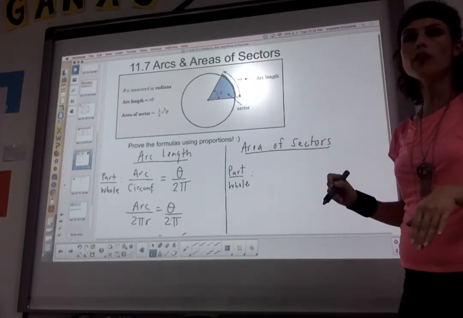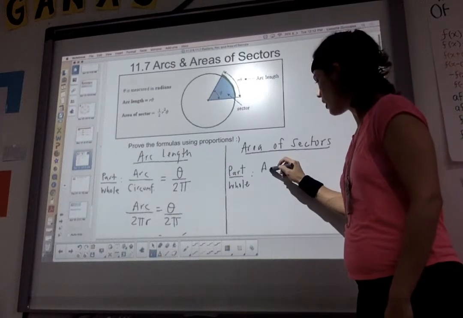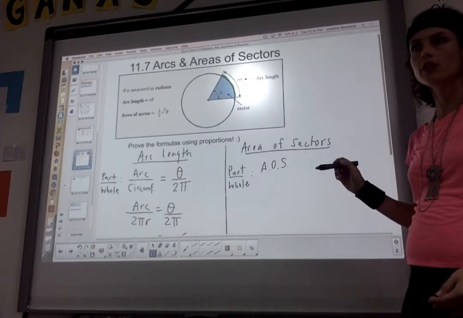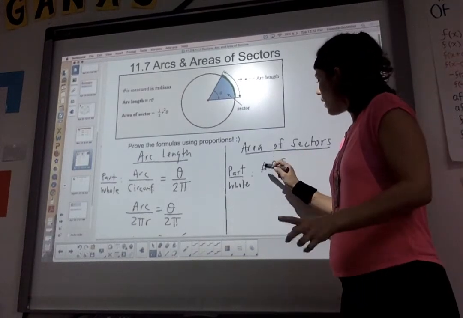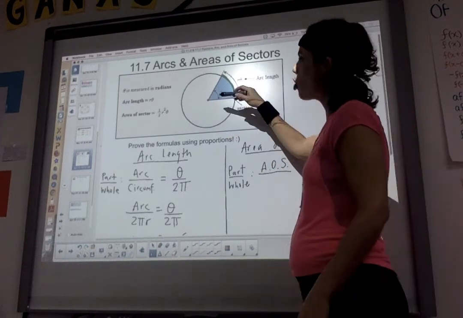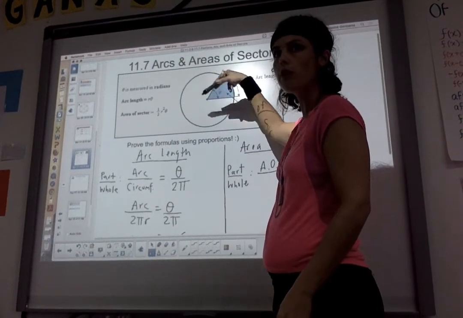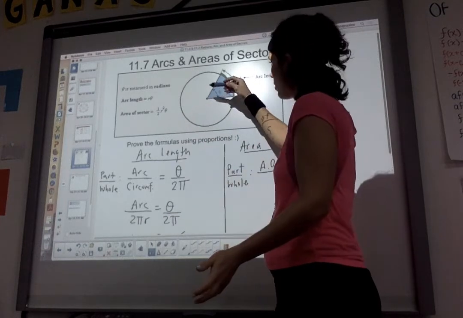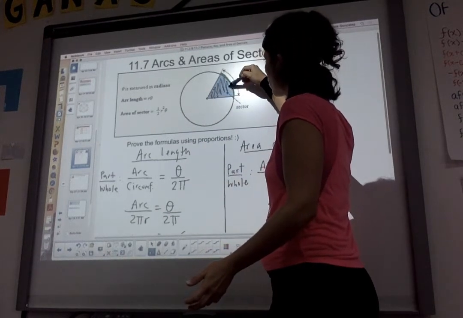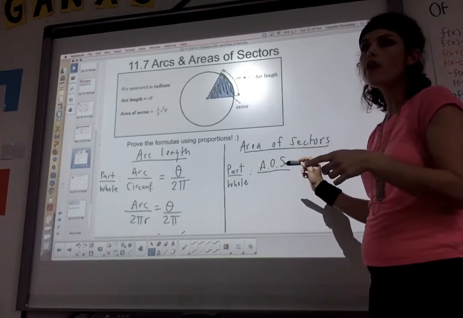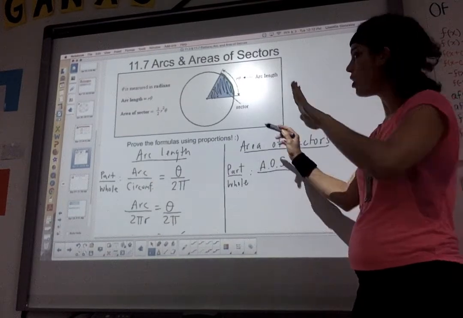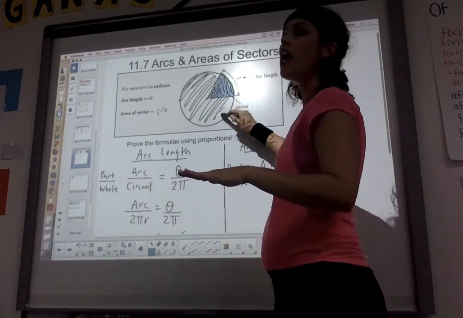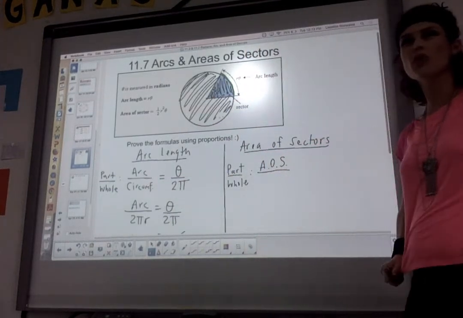For short, I'm gonna abbreviate area of sector, AOS. Area of sector. You understand? So the area of the sector, which is the whole blue shaded region. You understand what I mean by area of sector? It's like the area of a slice of a pizza. Yeah, like this whole area here. So the area of the sector is a part of the whole what? The whole area of a circle. What's the area of a circle?